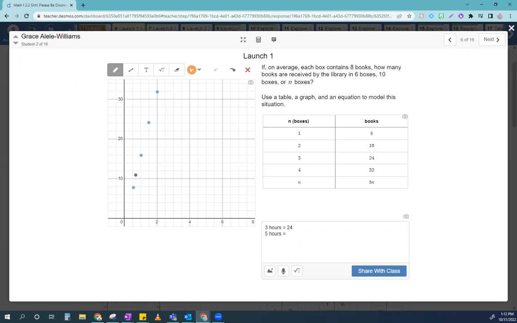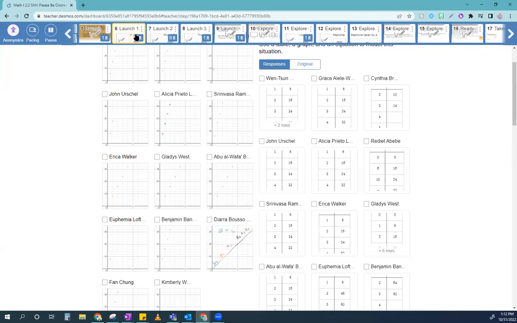Does that make sense? Connecting these 2 points would imply what? There's a 1.7 box, a 1.3 box, right? And that doesn't make sense. It also implies that there's 10.2 books, right? No, I don't think so. Okay, so we're going to move on to the next context.